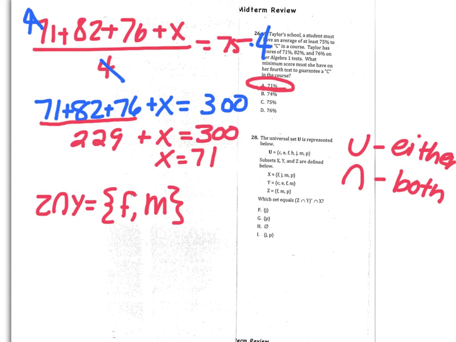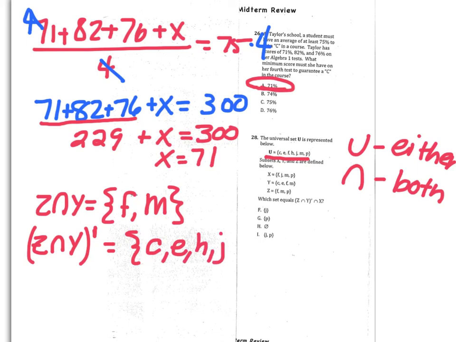Now what I need is to find the complement of that. So I go to my universal set and look at what's in the universal set besides f and m, because I'm looking for the complement. So that would be C, E, F, I'm going to skip, H, J, and P. That's my complement.